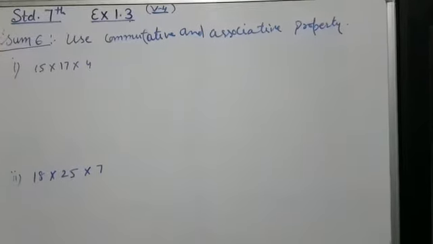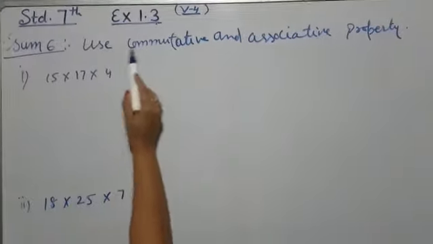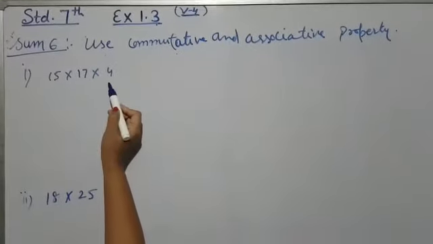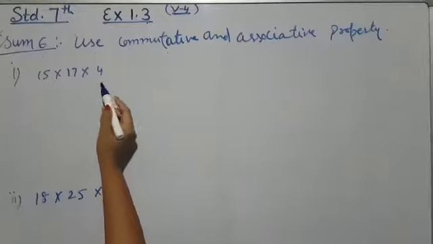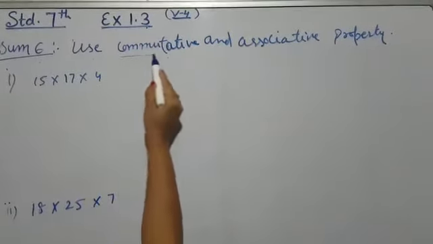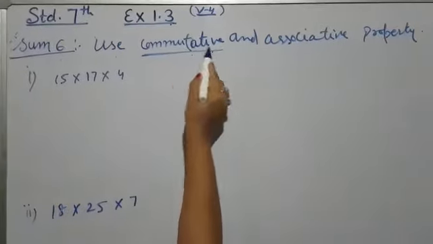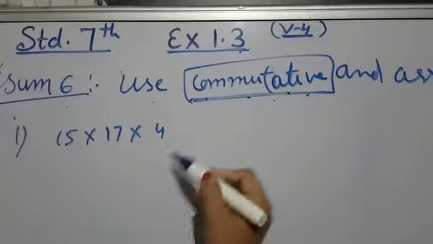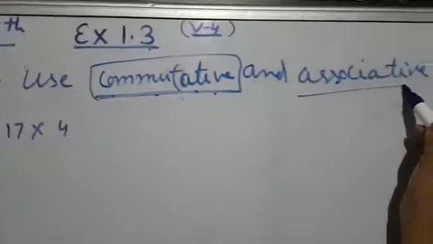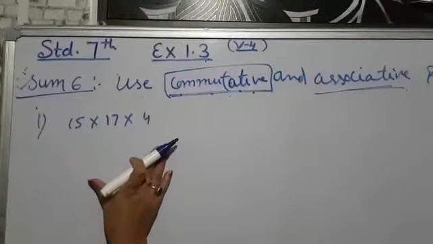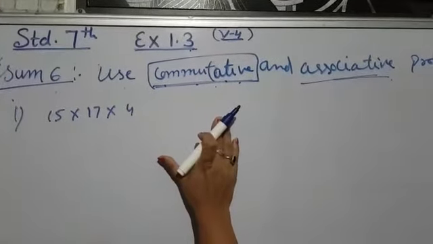Now next is sum number 6. Use commutative and associative property to find the product of the given sum. Now students, it's very clear that there are more than two integers and commutative property is used in two integers only. So the statement here is wrong. We will not use the commutative property here. We will use only associative property to find the product. There are more than three integers, so commutative property holds in two integers only.